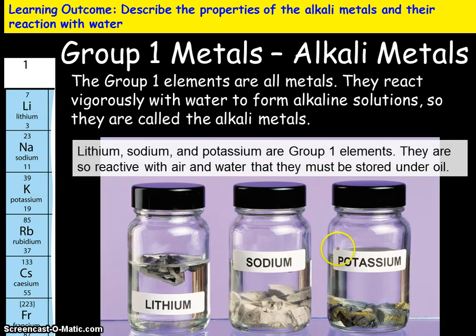Because they're so reactive, we store them under oil, and this is because they'll react with the air. You can see, particularly if you look at the potassium, some of this has already reacted with the air, and it's slightly tarnished on the surface. So they aren't like normal metals in the sense that they appear shiny. They are if you cut them, because they're all very soft, which again is another unusual property.